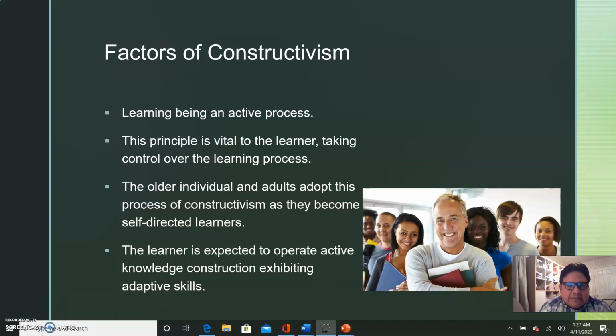Constructivism is more of an active process of learning. Older individuals, adult students, seem to adapt to this process quite easily. They are known to be self-directed learners. These learners seem to thrive on this form of education, taking control over their learning process. The learner is expected to operate actively with their knowledge construction, exhibiting adaptive skills.